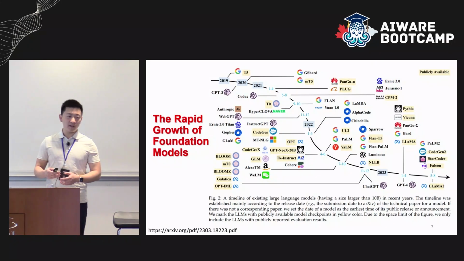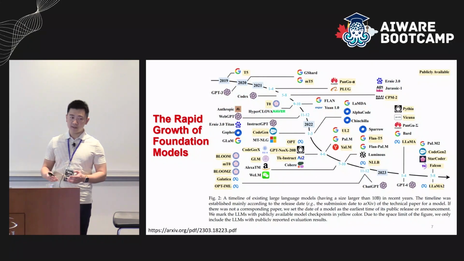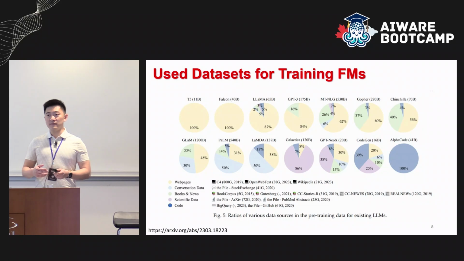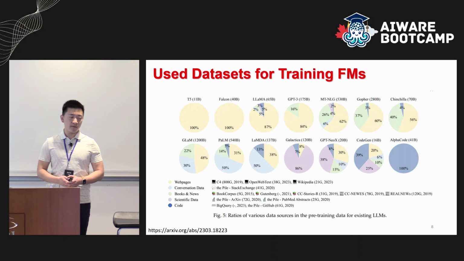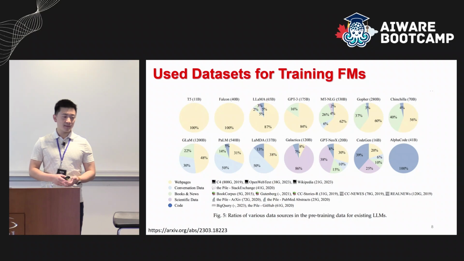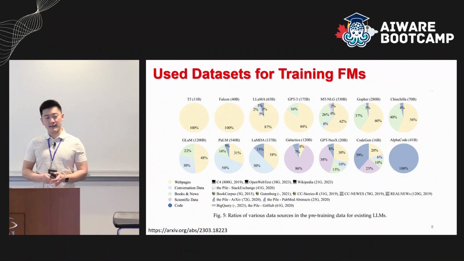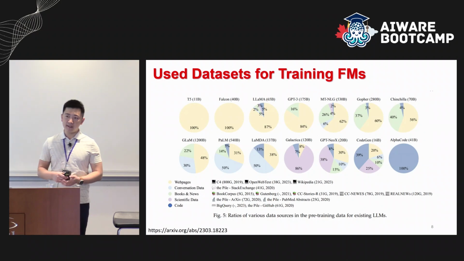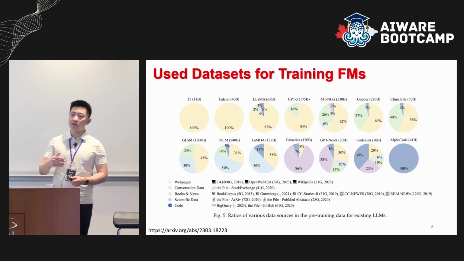Large models, foundation models, have been growing very fast. There are so many different models out there, either the open source ones or commercial ones. Everyone's familiar with that as well. Most of them are trained on very different data sets or a vast variety of data sets, varying from web pages, conversational data, books, news, scientific data, and as well as code. Any of those models that has strong coding capabilities has been shown to have a lot of code in their training data. It's been shown that putting code in their training data boosts their reasoning capabilities as well.